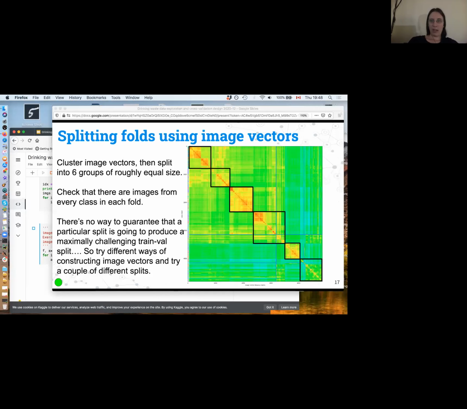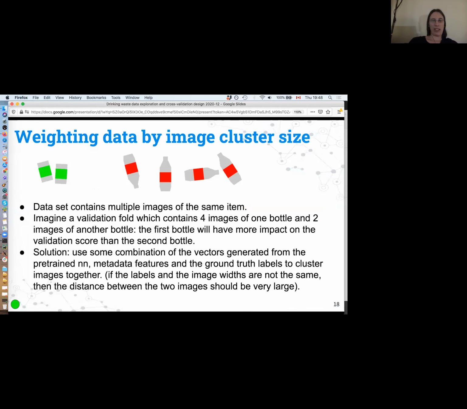So one of the other things that we want to use the clustering algorithm to do is to identify when there are similar images of the same object. If we have a training set where there are 2 images of this can, and then 4 images of this red bottle, now the bottle counts for twice as much when you're evaluating the loss as the can does. And that's kind of unfair.